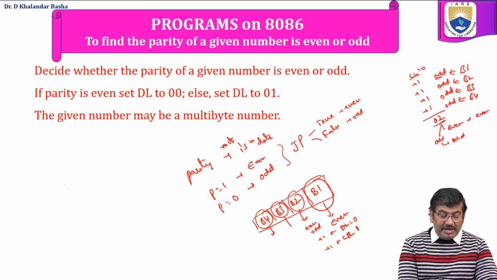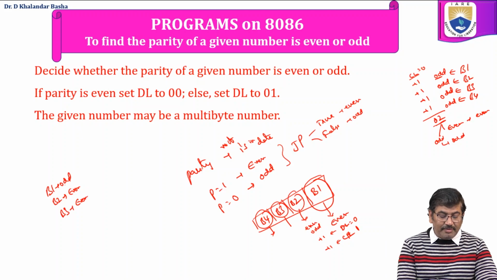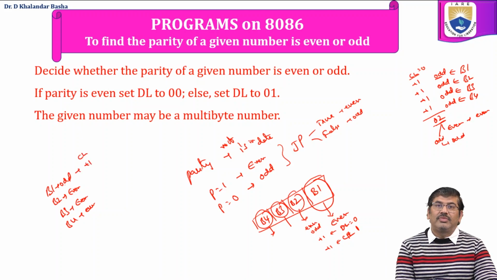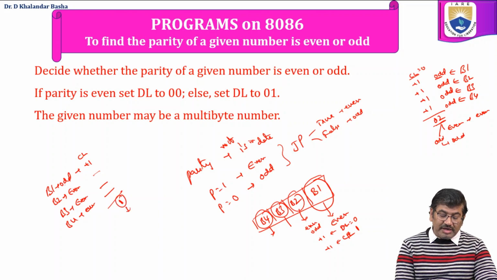Similarly, let us consider my data consists of B1 is odd parity, B2 byte is even parity, B3 is even parity, B4 is also even parity. As it is an odd number, we are going to increment CL. When it is an even number, no updation. Even number, no updation in CL. Even number, no updation. That means we are not going to add anything. So this value will be retained. So what is the value I will get? 1. So when you get an odd number, it indicates the total number of ones in our data is odd.